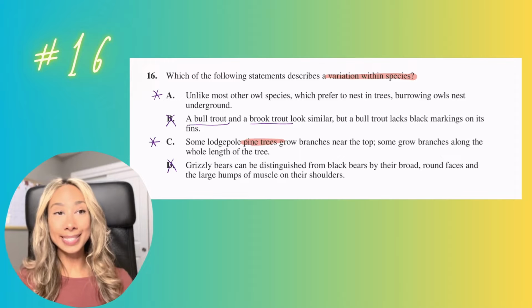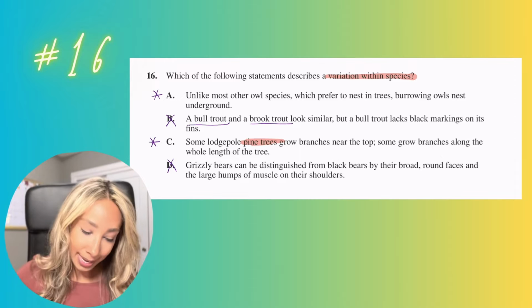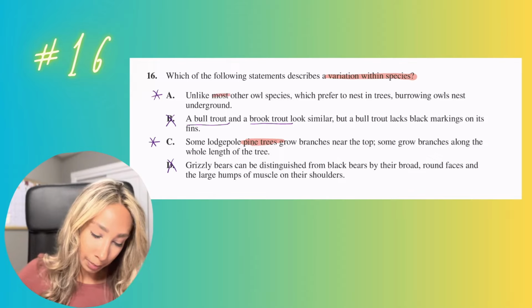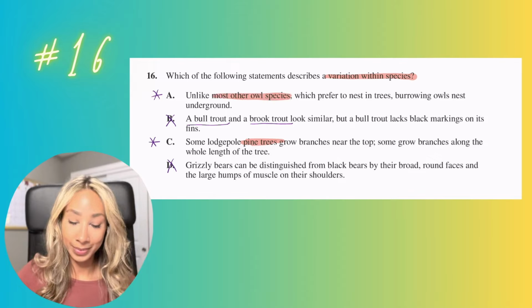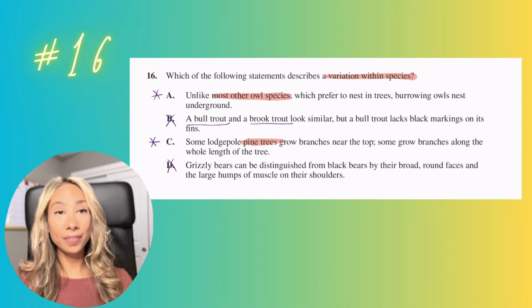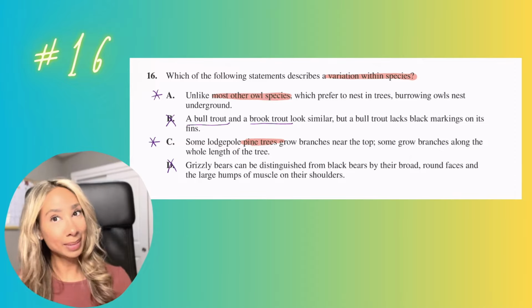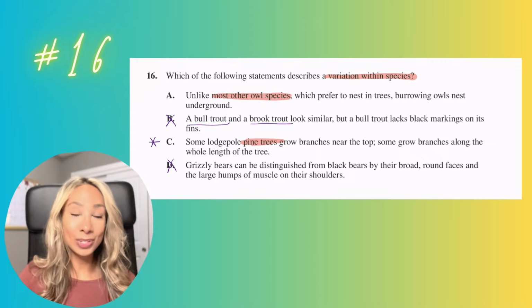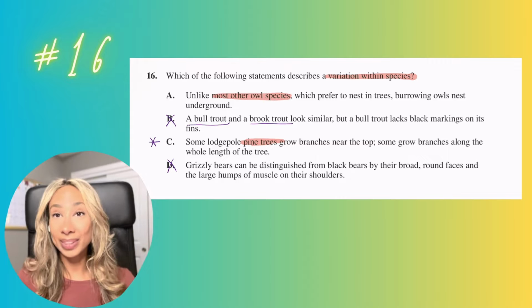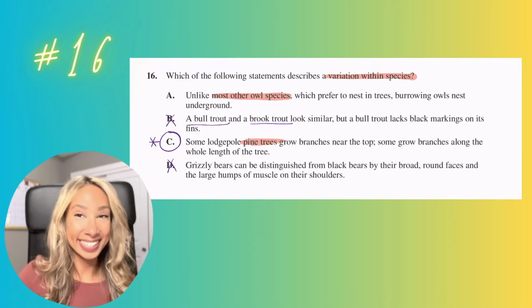So let's circle back to A and C. With A, one of the things that is interesting about it is it talks about most other owl species. So remember, we're looking for variation within a species. Since it's comparing most owl species, it means we're taking all the owl species and putting them together. So therefore, it actually can't be option A because it's not looking at variation within one species. So our answer for this one is going to be option C.